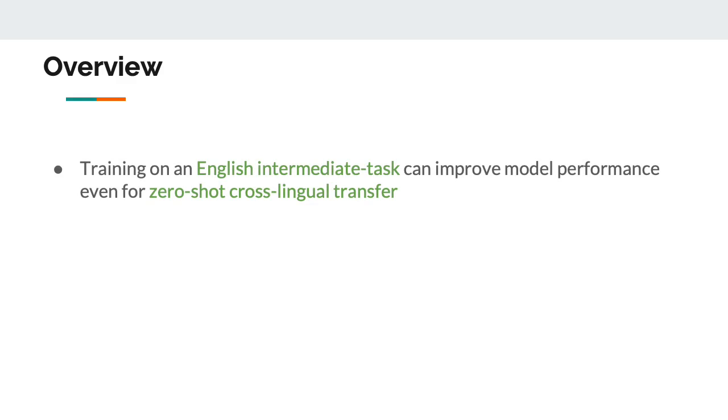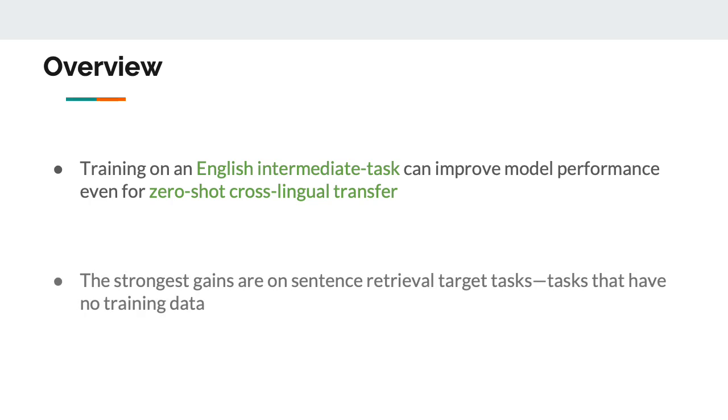We find that training multilingual models, such as XLMR, on an English intermediate task can improve model performance even in scenarios of zero-shot cross-lingual transfer. Moreover, we find that the strongest gains are on sentence retrieval target tasks. These are tasks that have no training data, so the only fine-tuning being done will be on the intermediate tasks, if any.